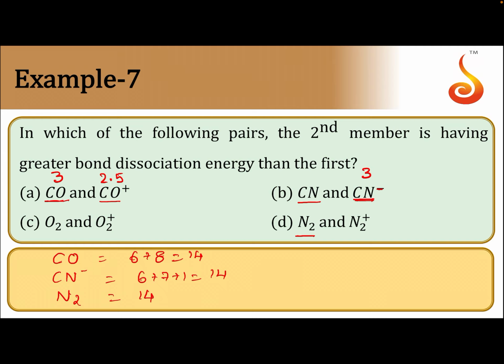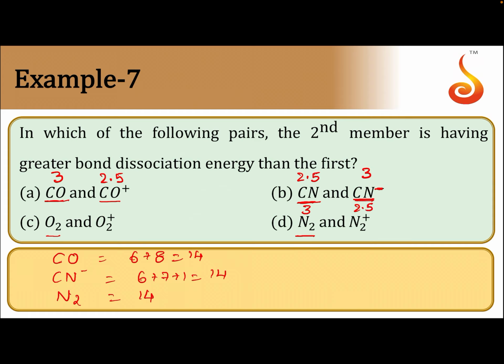Okay, CN on taking one electron gives CN minus. Means CN minus after losing electron will give CN. So, after losing electron means again you are removing electron from bonding molecular orbital. So, here also 2.5. Oxygen, nitrogen let us see. Nitrogen 3, N2 plus is 2.5.